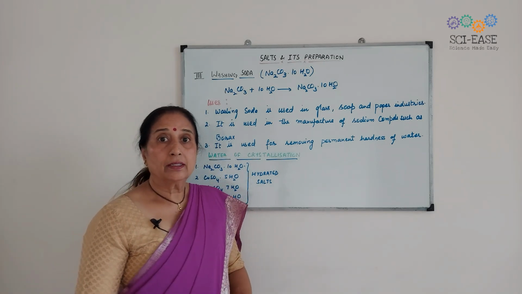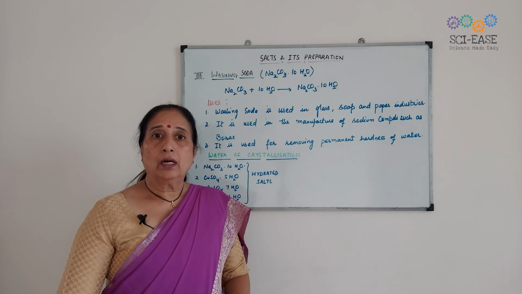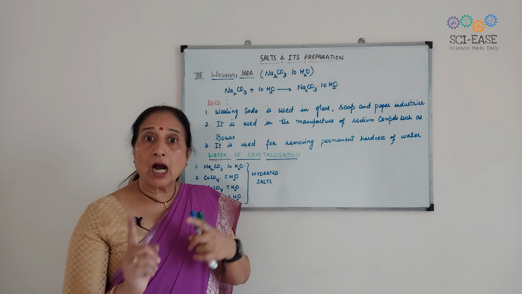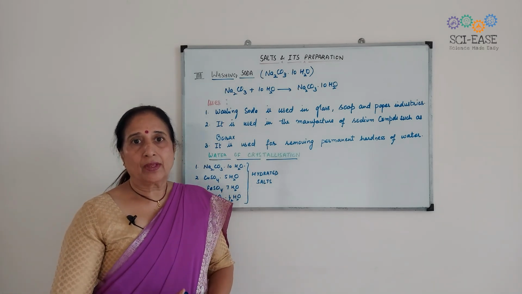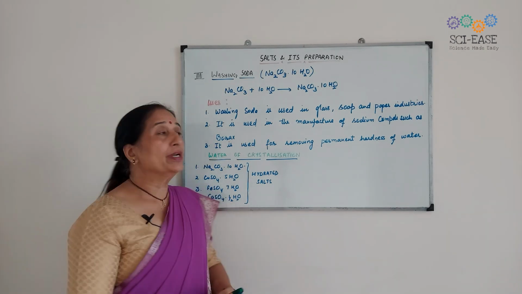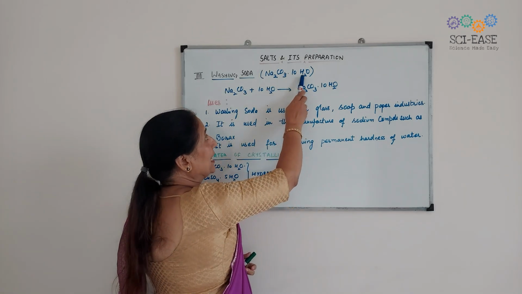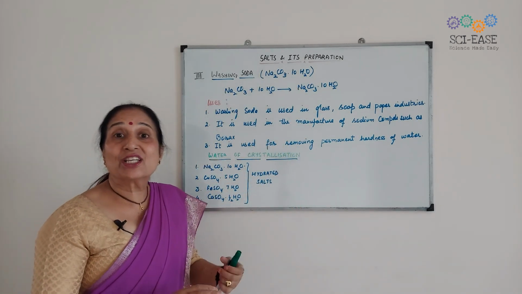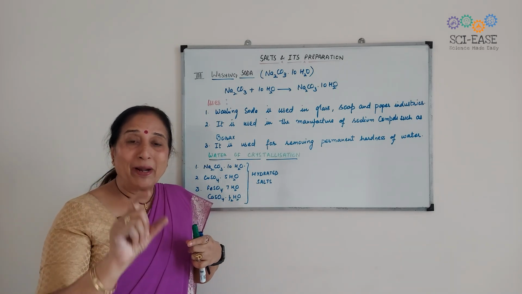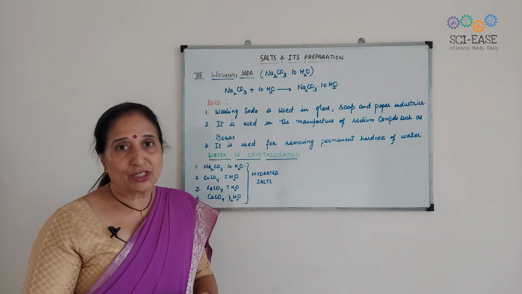Now the next salt is washing soda. Its chemical name is sodium carbonate decahydrate, and its formula is Na2CO3·10H2O. What do you mean by this dot H2O? This is water of crystallization. The concept I will explain after the preparation and uses of washing soda.